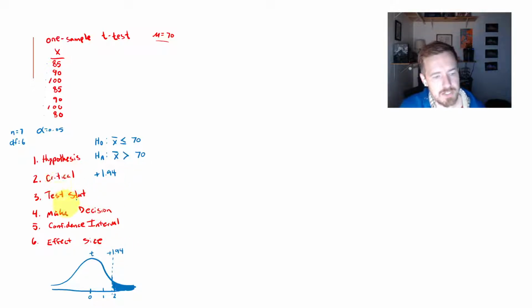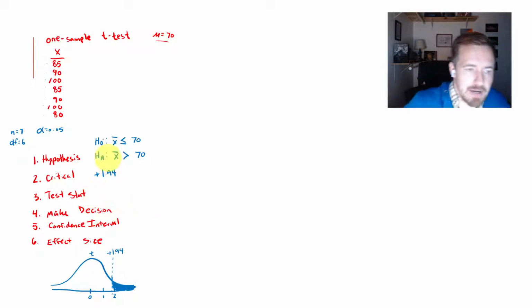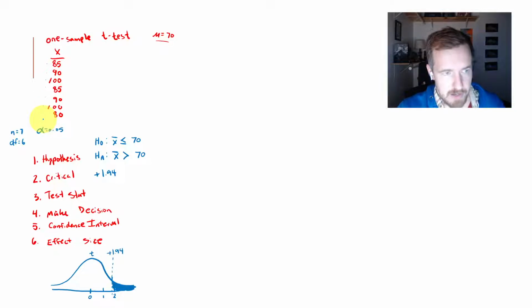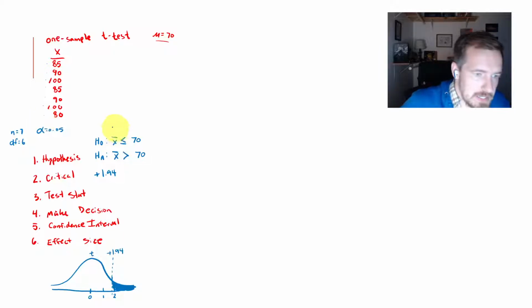All right, this brings us to our test statistic. This is by far the thing that's going to cost you the most time, because we need to find the standard deviation, and that takes forever. So here we go. Let's add up all of these and then divide by n, and that's going to give us our mean. I got 85 plus 90 plus 100 plus 85 plus 90 plus 100 plus 80. That's going to give me 630 divided by 7. Oops, I screwed something up. 630 divided by 7 is going to give me 90.